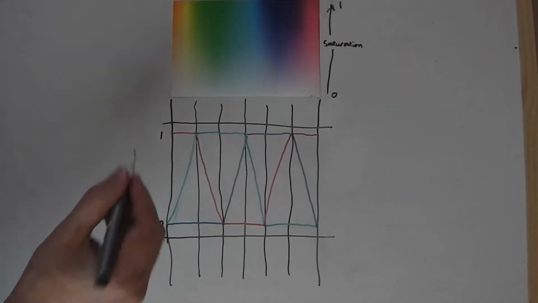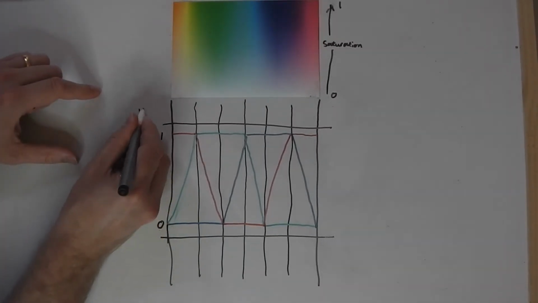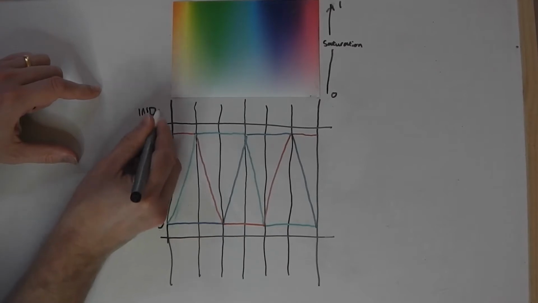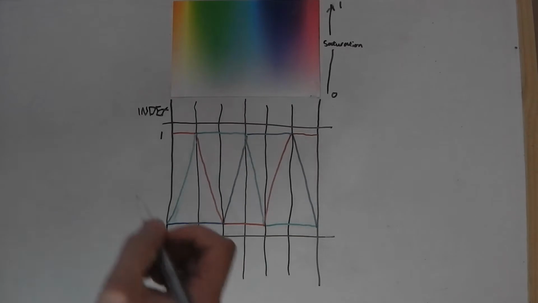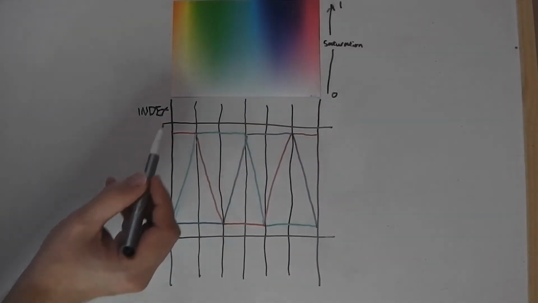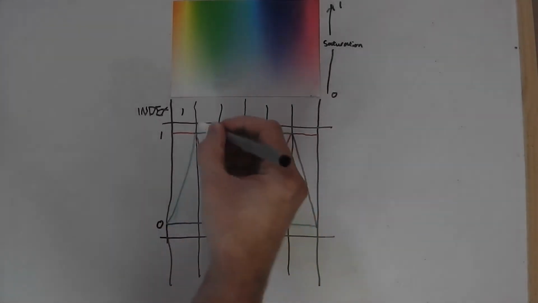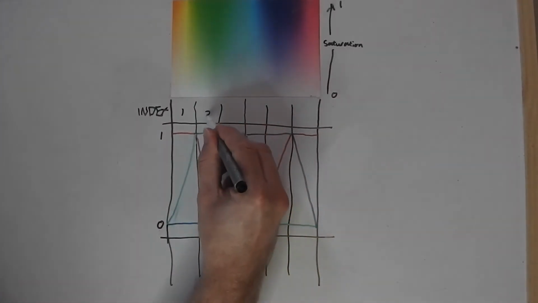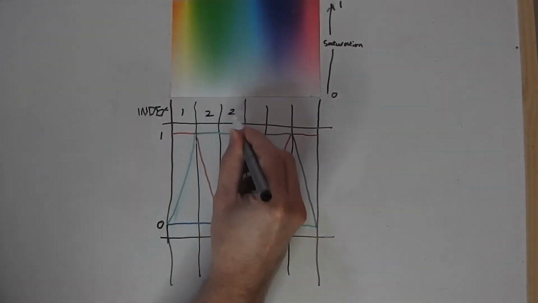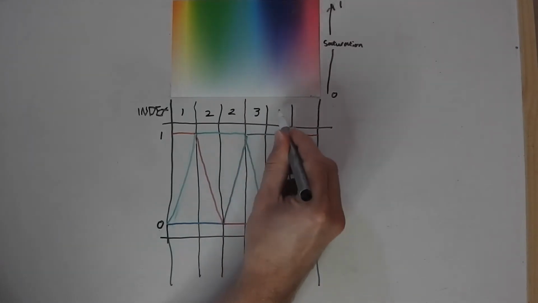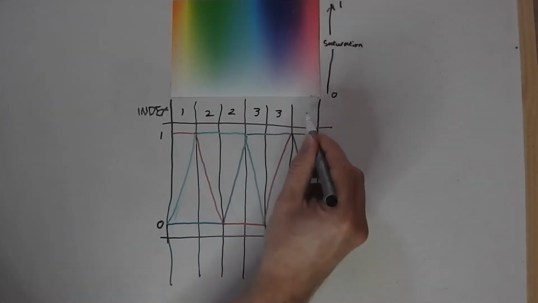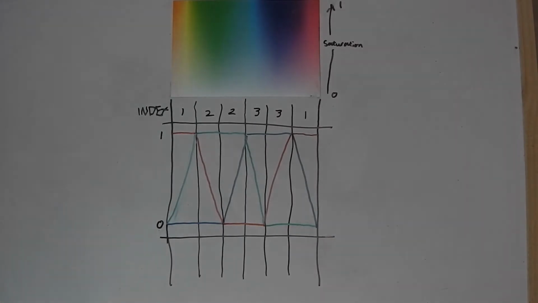So what I'm going to do is write here, index, like so. Apologies, it's awkward writing sideways. So we're going to assign this an index of 1. Okay, and then where the green is maximum, we're going to have an index of 2, like so. Where the blue is maximum, we'll have an index of 3. And of course red is maximum here, so that is also index value 1.